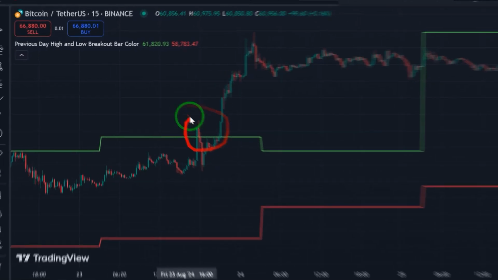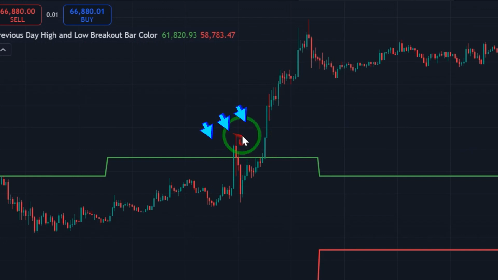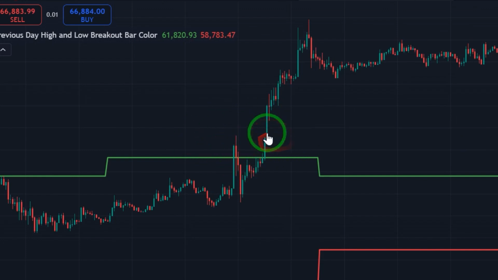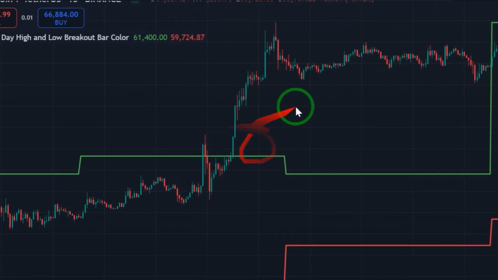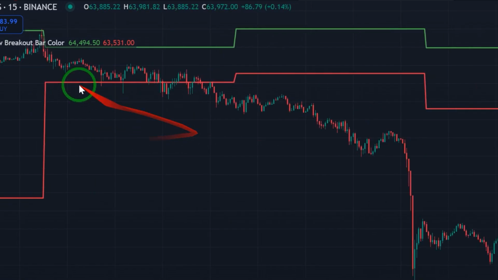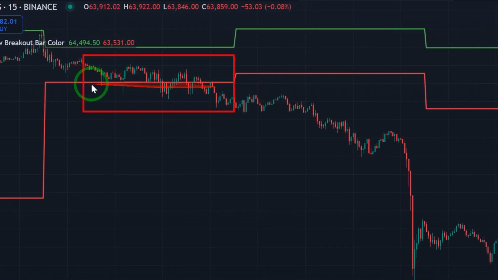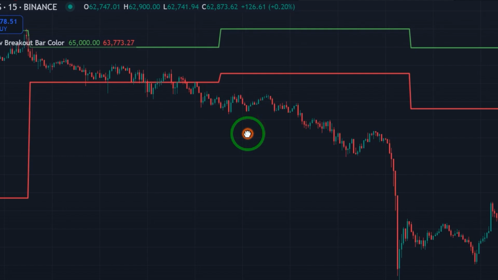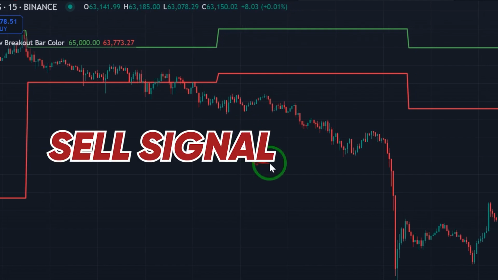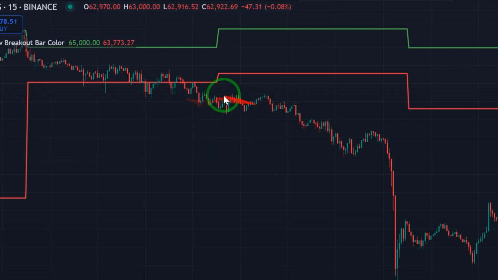In areas of the chart where candles break the upper line and cross it, a buy signal is generated and we can enter buy trades at these points. Conversely, in areas where price candles break below the lower line, which is the lowest price from the previous day, a sell signal is generated, allowing us to enter sell trades at these points.